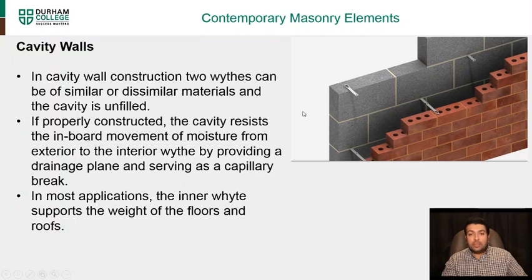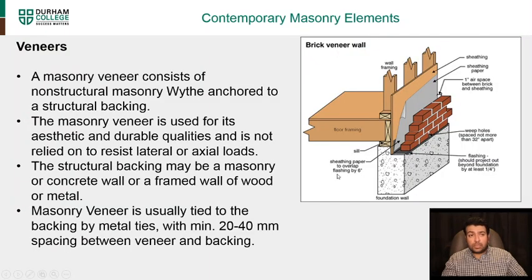So that's an example of cavity walls. Then you have veneers. Masonry veneer consists of non-structural masonry anchored to a structural backing. Here you can see this is a brick veneer wall, and inside is a normal wooden frame. The masonry veneer is used for its aesthetic and durable qualities, and is not relied on to resist lateral or axial loads. So basically, it's just there for outside aesthetic purposes.